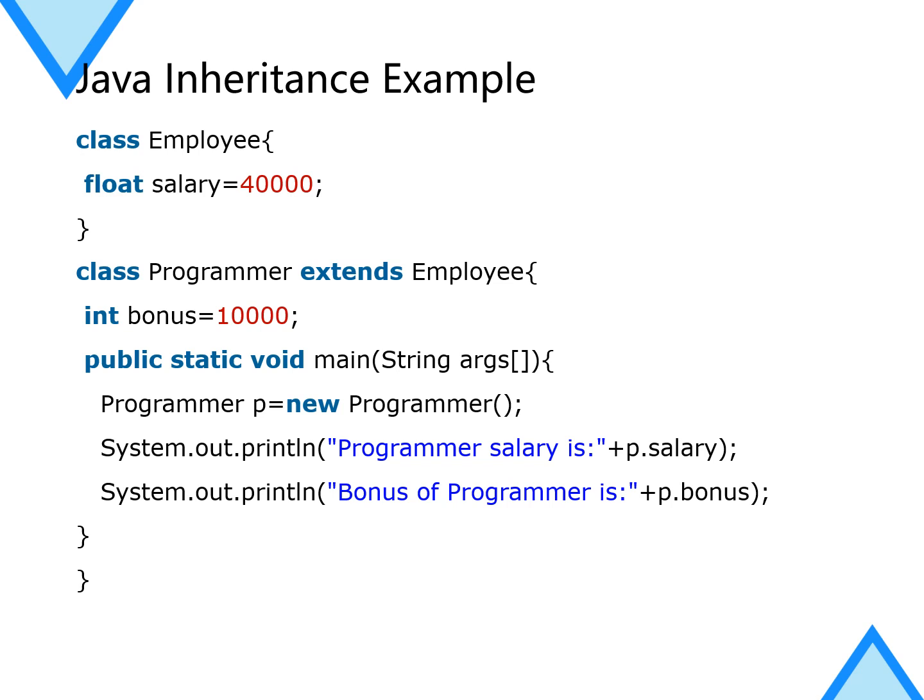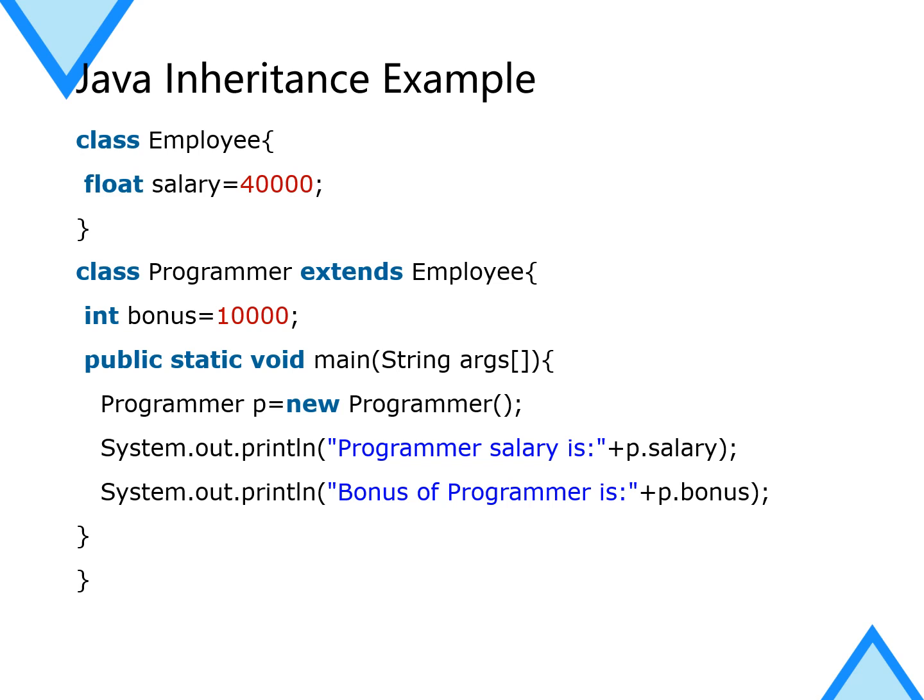So here we will declare a parent class with the keyword class, and inside the body we are going to declare, and actually initialize, the data member, which is salary, and the type of the salary is float, and we are initializing the salary with a startup value of 40,000.